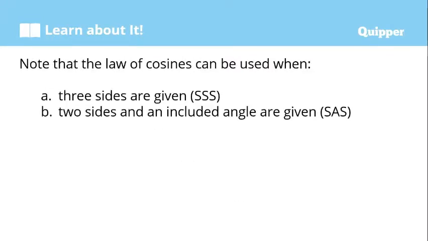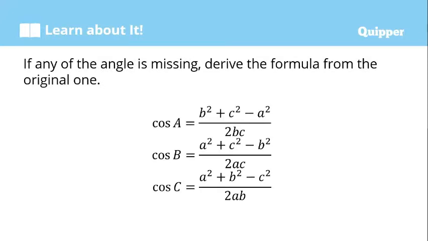But if we're looking for the missing angle, we have this derived formula from the original one already. So to find the angle A, we have cosine A is equal to B squared plus C squared minus A squared divided by 2BC. And then to find angle B, we have cosine B is equal to A squared plus C squared minus B squared over 2AC. And to find angle C, we have A squared plus B squared minus C squared over 2AB. Okay, we have examples later.